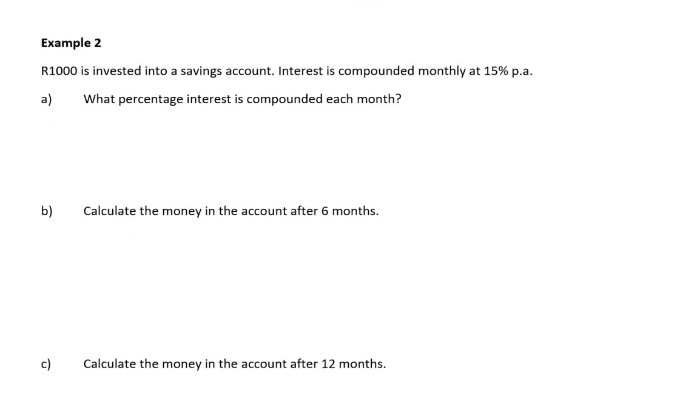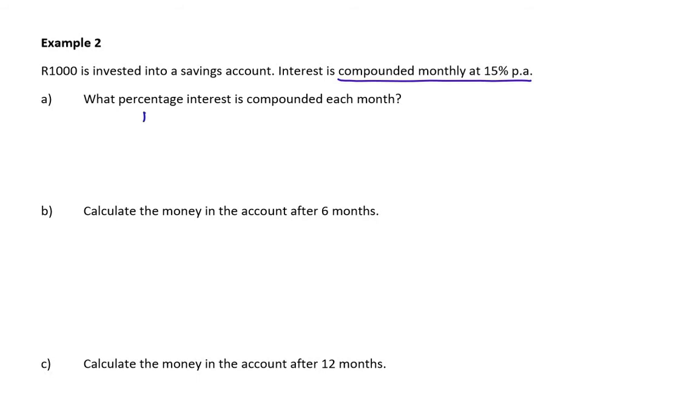Okay, so let's do a couple of examples now, because now that we've delved into this idea of nominal interest rate and the idea that you can get interest more often than once a year, how does that now affect our calculations and our formulas? Right, let's look at example 2. Example 2 says 1,000 Rand is invested into a savings account. Interest is compounded monthly at 15% per annum. So that's a nominal interest rate because it's per annum, but it's compounded monthly, so they don't match, which is not a problem. The first question there says, what percentage interest is given each month?